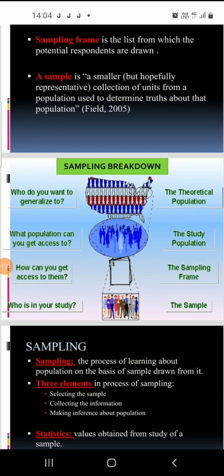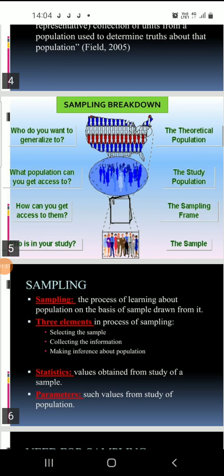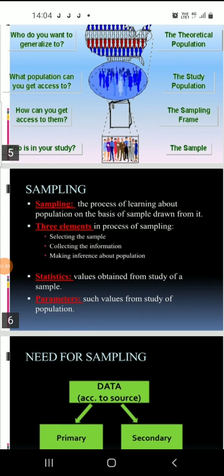This slide represents the sampling breakdown. That is, who do you want to generalize to? What population can you get access to? How can you get access to them? And who is in your study? So the theoretical population is different. We have to study the population, then we have to create a sampling frame, and then we can generate the sample. Sampling is the process of learning about a population on the basis of a sample drawn from it.